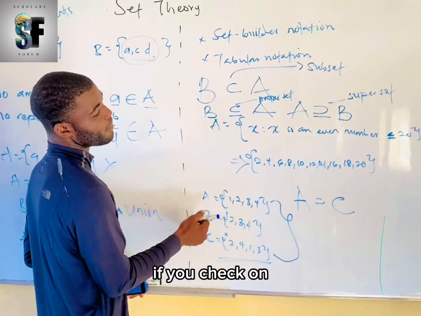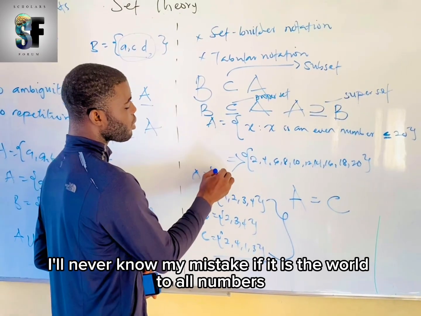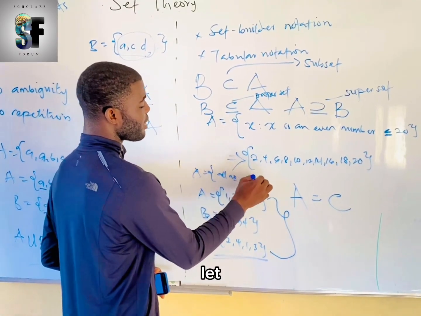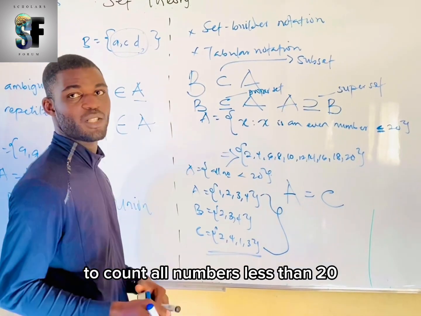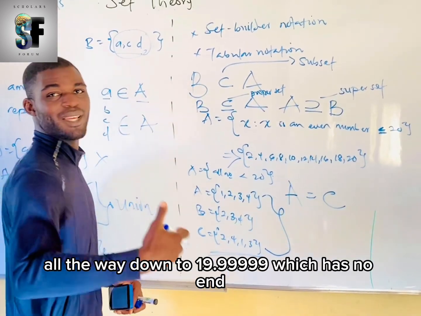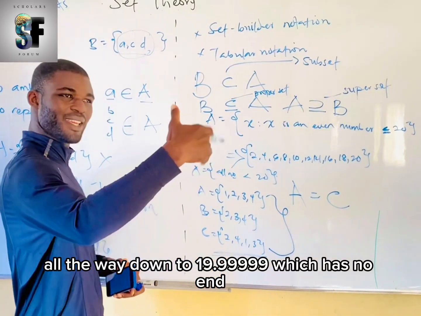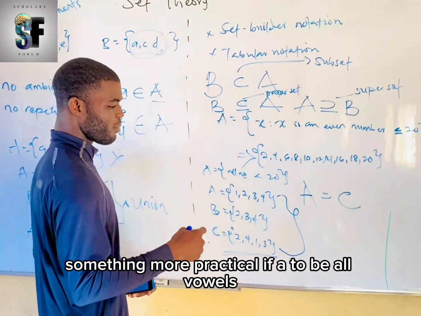Now, if you check number listing, if A is equal to all numbers less than 20, you will agree with me that it's kind of impossible to count all numbers less than 20, because you have from your negative infinity all the way down to 19.99999, which has no end. Now, let's do something more palatable.